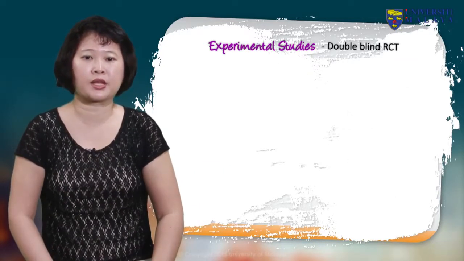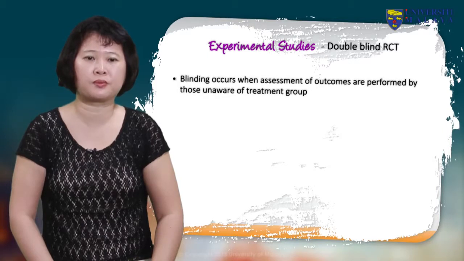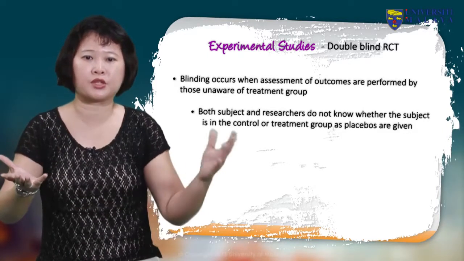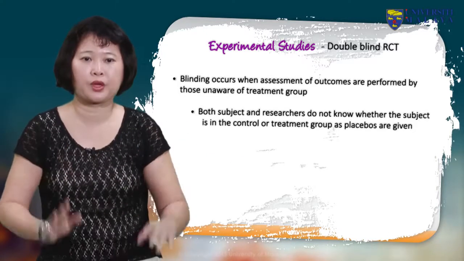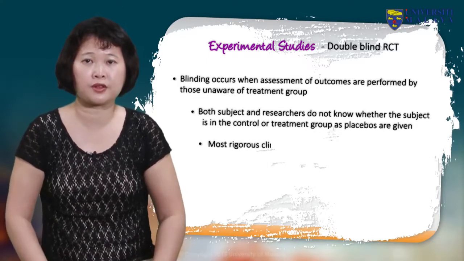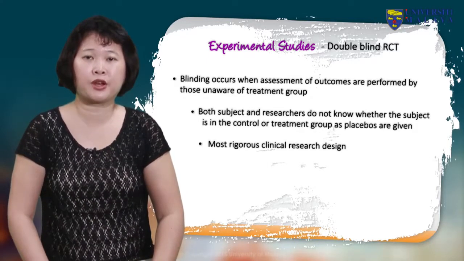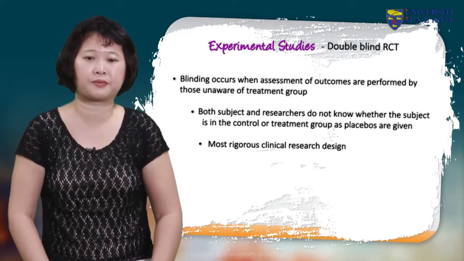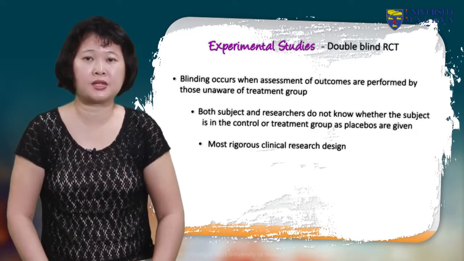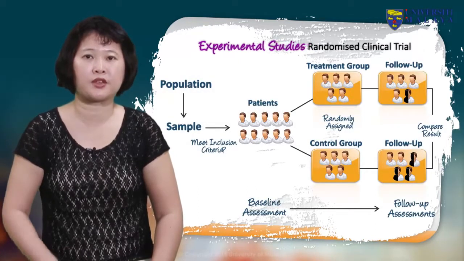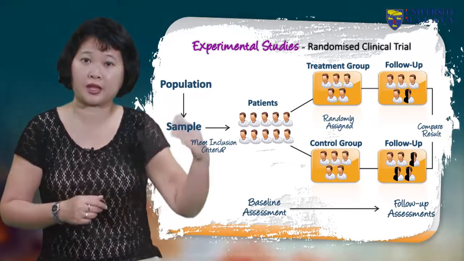Blinding occurs when assessment of outcomes is performed by those unaware of the treatment group. Both subject and researchers do not know whether the subject is in the control or treatment group, as placebos are given. Double-blind randomized controlled trials are the most rigorous clinical research study designs. And these study designs are frequently used in phase 3 clinical trials to assess the effectiveness of a new drug against standard therapy.